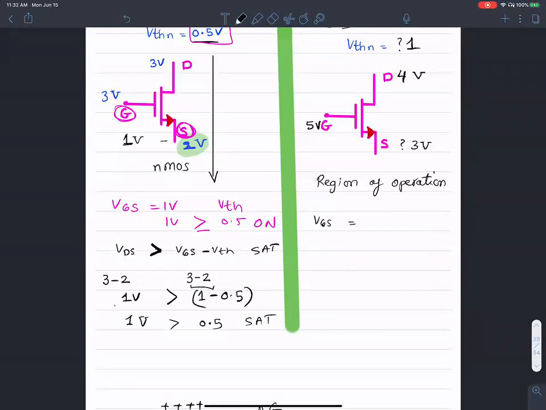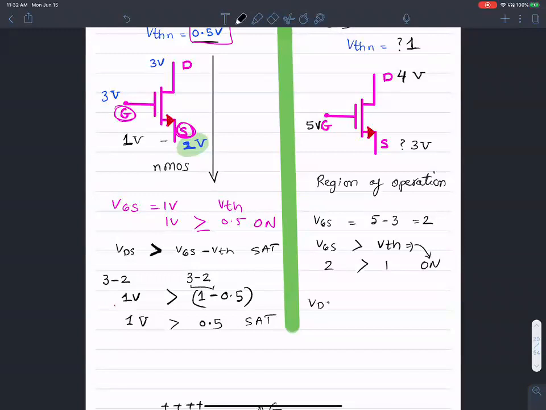What is VGS? VG minus VS. Compare that to V threshold. Just 2 compared to 1. So it is on. VGS is greater than V threshold.